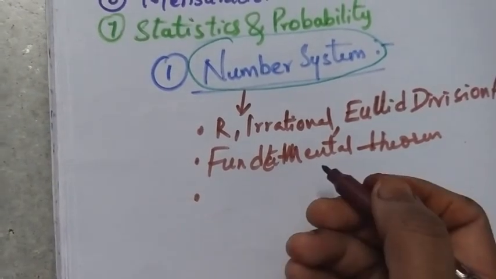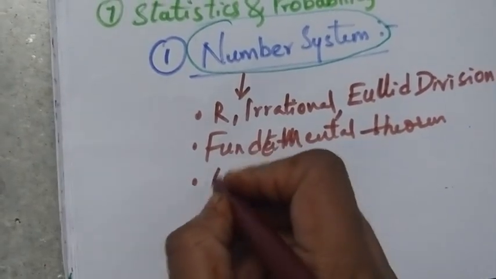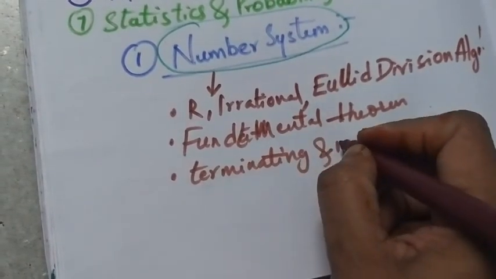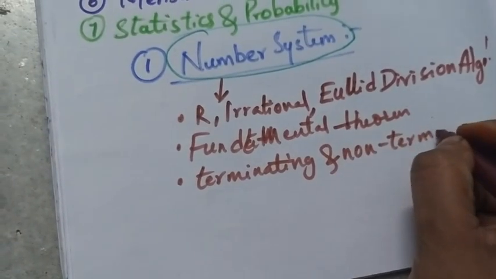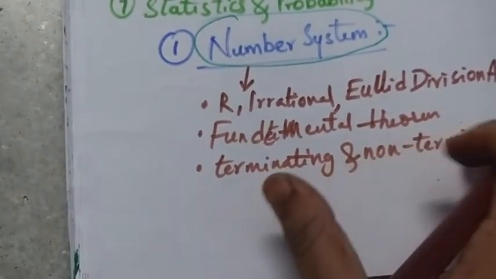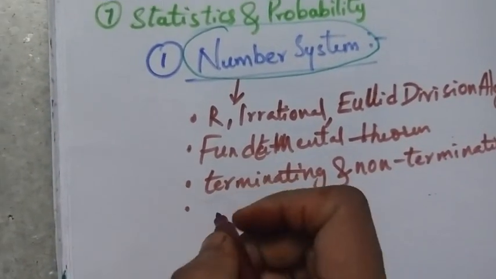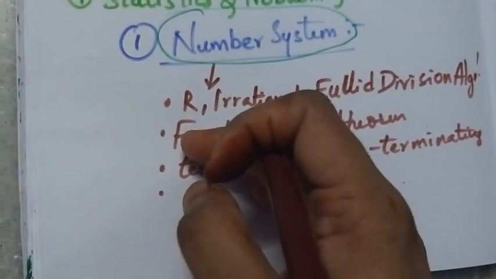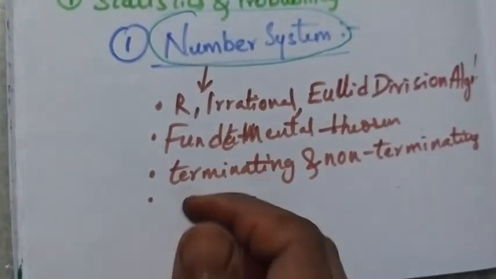Now another: proofs of results of irrationality, and decimal expansion of rational numbers in terms of terminating and non-terminating. Problems are based on terminating and non-terminating. Terminating means the decimal ends, and non-terminating means it does not end. Based on this we get some problems. Every topic in this chapter is very important, children. It will come in very short questions or short questions, so they will cover all important topics.